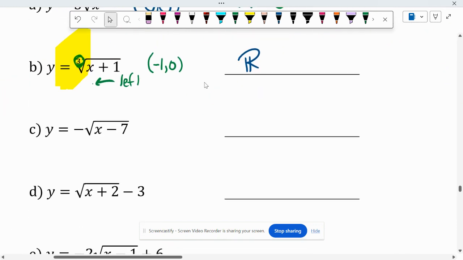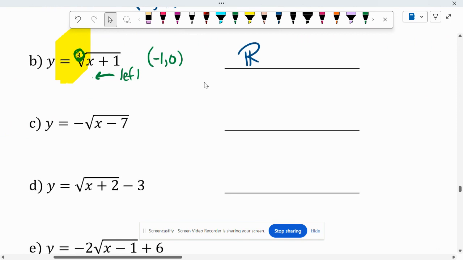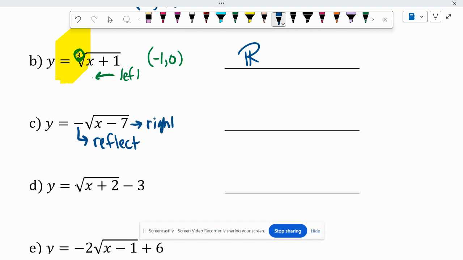Okay. This next one, square root function. We got 2 things happening. This makes it reflect. And this makes it move right 7. So x has to be greater than or equal to 7. And my y values, instead of being greater than 0, are now flipped over the x-axis. So they're all now going to be less than or equal to 0.